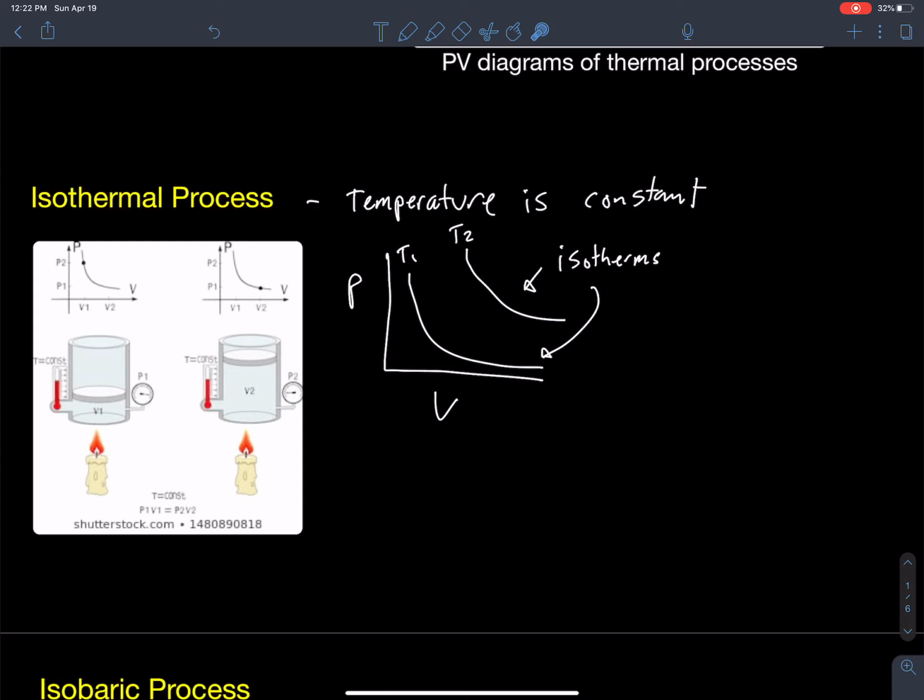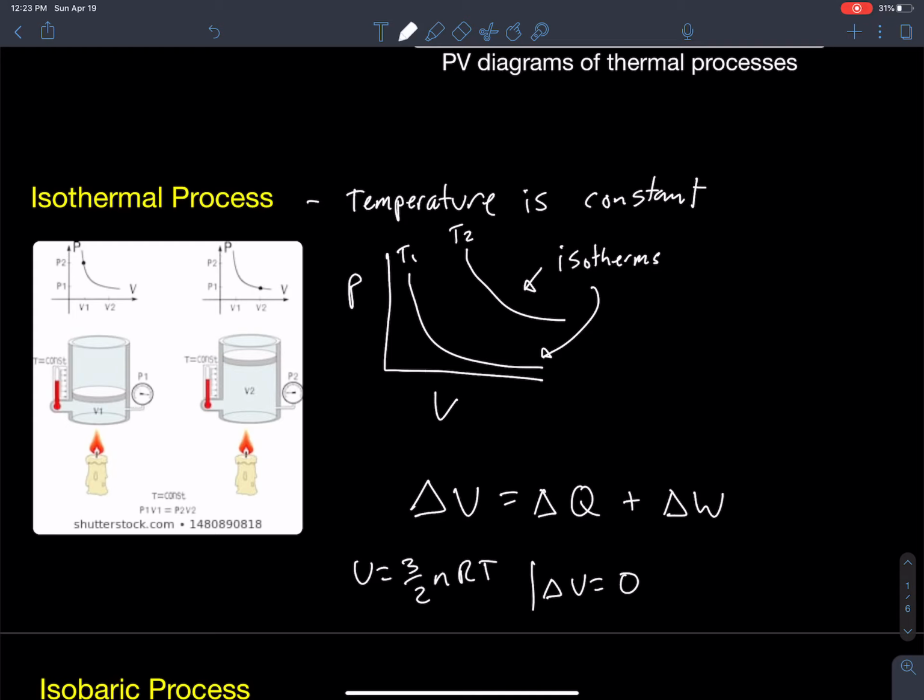So what does that look like in our first law of thermodynamics formula? Well, delta U is equal to delta Q plus delta W. So the question I ask here is: is the internal energy of this gas changing? Well, the internal energy of the gas is equal to 3/2 nRT, and the change in internal energy depends on the change in the temperature of the gas. Since there's no change in temperature, my change in internal energy is going to be 0. That's important for an isothermal process. There is no internal energy change in that gas.